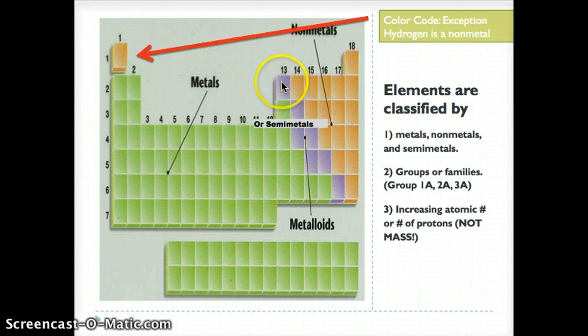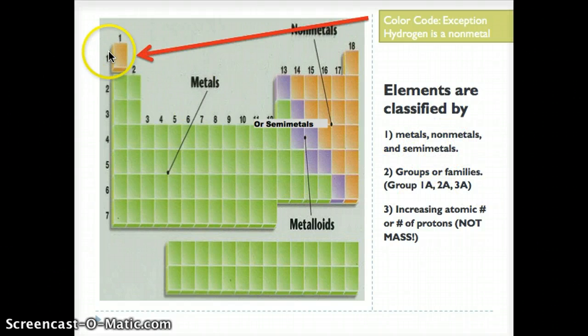We also talked about the semi-metals in purple. You would draw a little ladder like this. All the elements touching the ladder, with the exception of aluminum and polonium, are semi-metals. On this side in orange, you have your nonmetals. So there are three ways to classify them. You could classify elements by metals, nonmetals, or semi-metals.